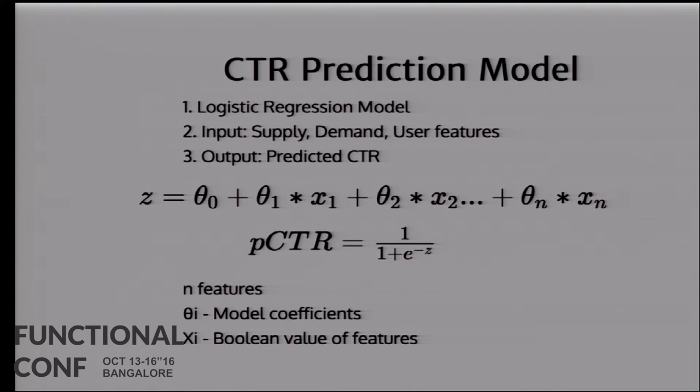This is the formula for calculating predicted CTR. It's very similar to the linear regression formulas that we know about. So the thetas here correspond to the model coefficients. The x's here correspond to the Boolean values of the features. The pctr, or the predicted CTR here, is computed using a sigmoid function on this to return a value from 0 to 1.